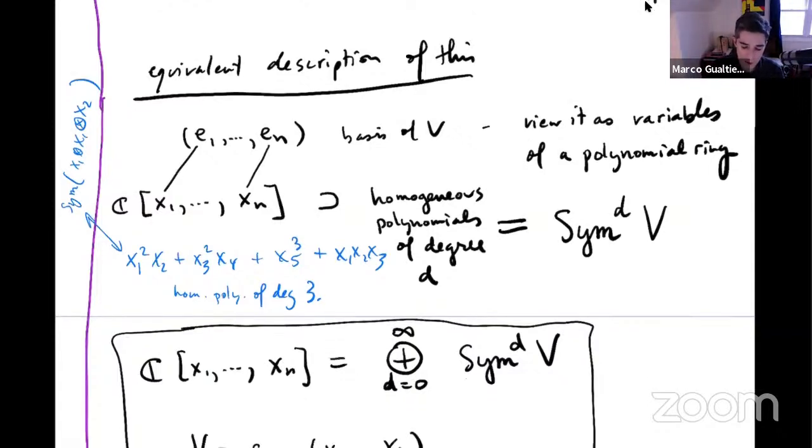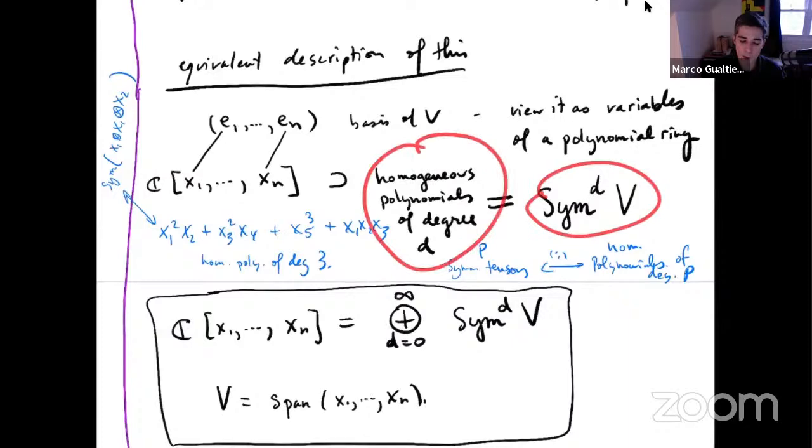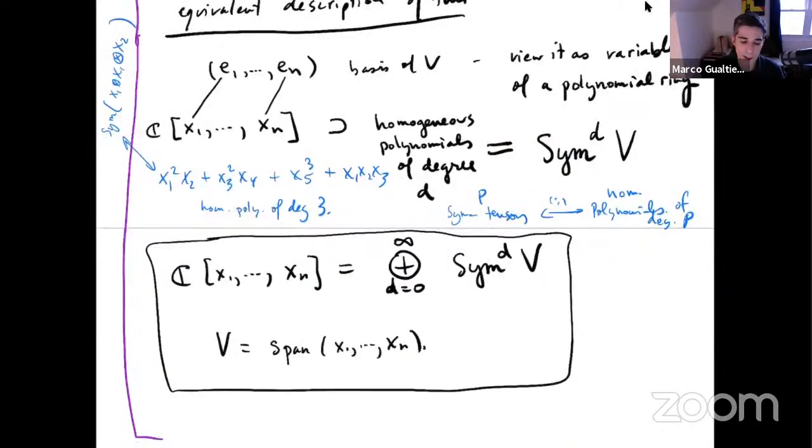So symmetric tensors are in one-to-one correspondence with polynomials. Symmetric p-tensors are homogeneous polynomials of degree p. Sorry, I just wrote what I just said up here. Homogeneous polynomials of degree d are the same as the dth symmetric power of this vector space.